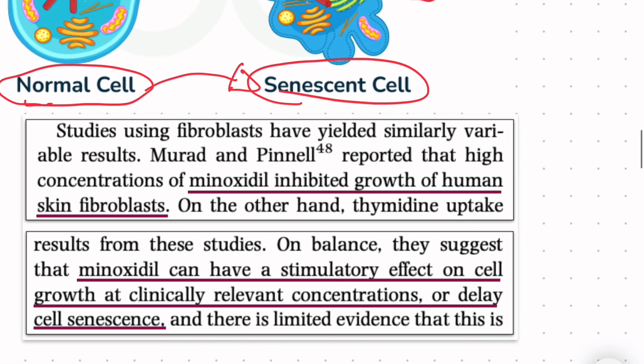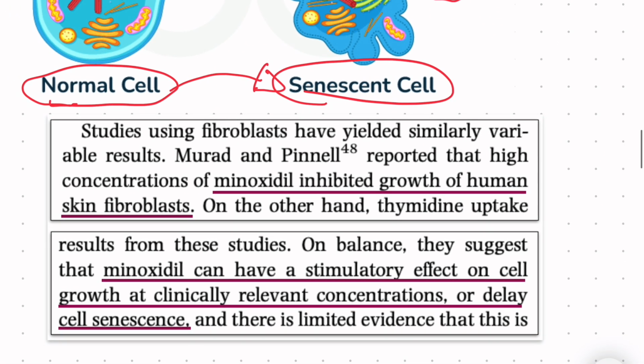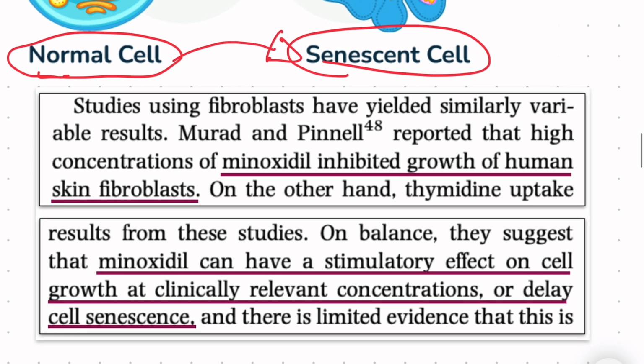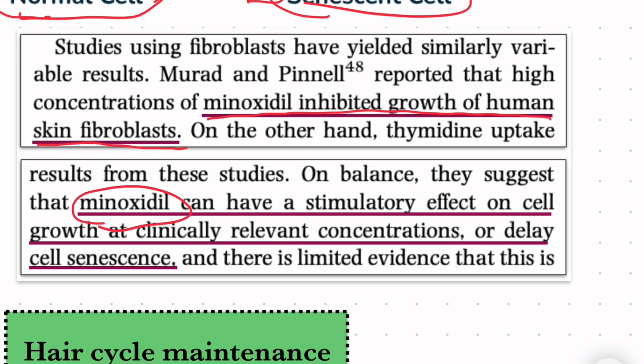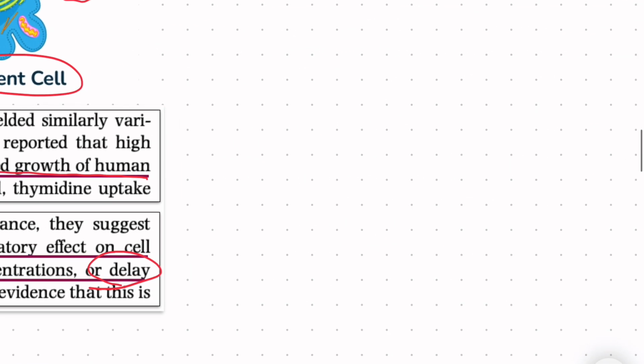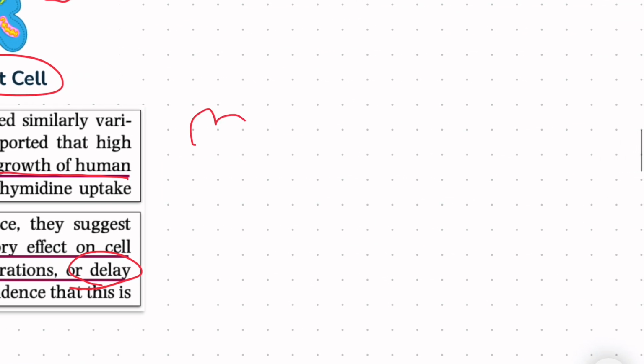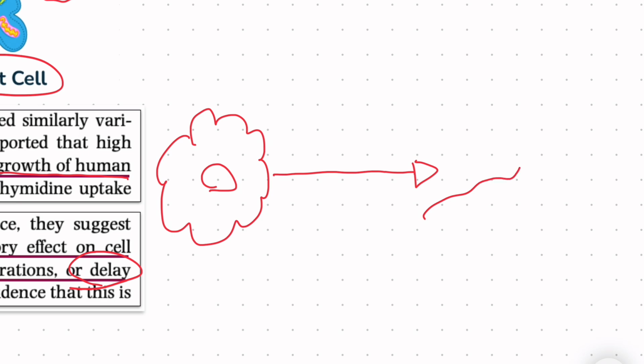And here we have some more snippets from a study that says minoxidil inhibited growth of human skin fibroblasts, and minoxidil can delay cell senescence. Okay, so what does this actually mean? So let's consider a skin fibroblast. This is a cell. A fibroblast can differentiate into fibrosis, right, which is basically scar tissue.